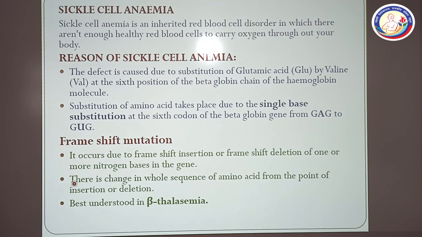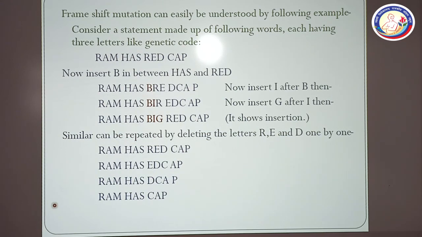Frame shift mutation occurs due to insertion or deletion of one or more nitrogen bases in the gene. There is a change in the whole sequence of amino acids from the point of insertion or deletion, which is best understood in beta thalassemia. Frame shift mutation can easily be understood by the following example.